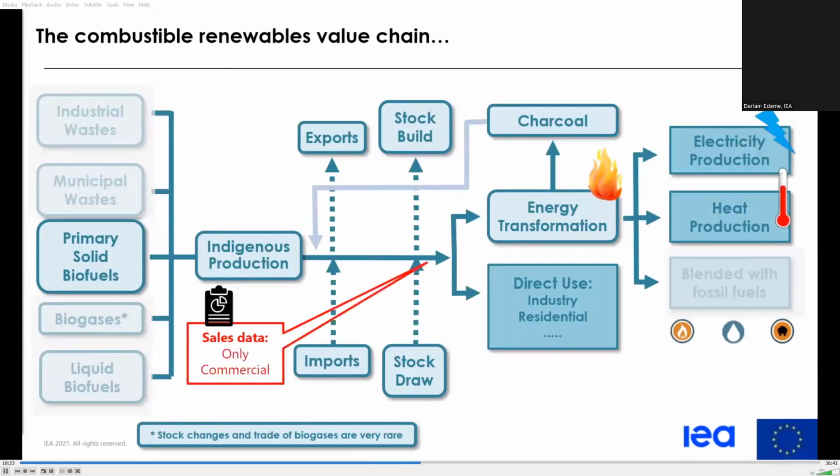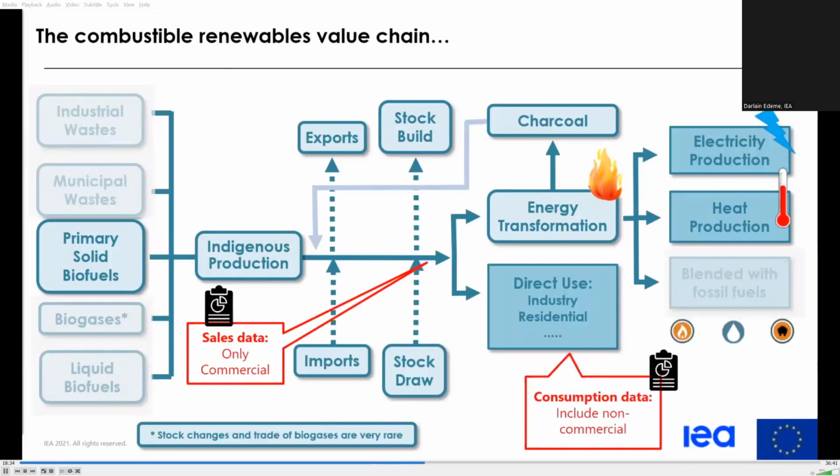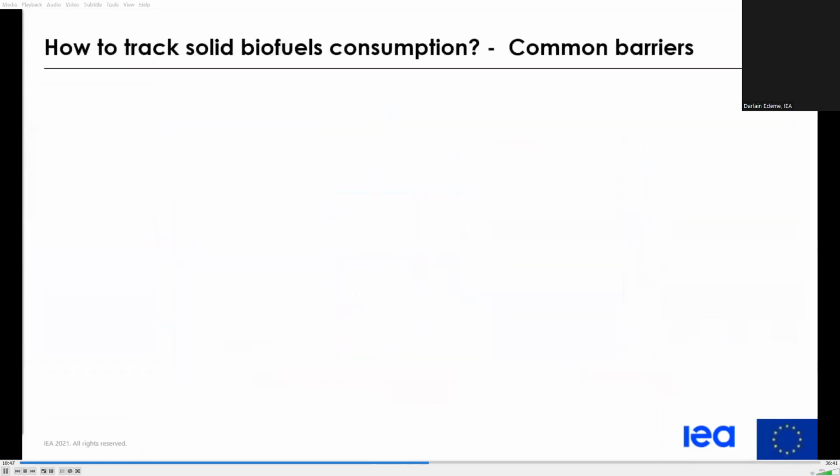But how do we get these data? We get them from sales data, for example, from wood and charcoal sold in markets and consumption data. But here we also lose a big chunk of data as we miss the black market sales, and also some people pick wood directly in the forest and so do not buy it.